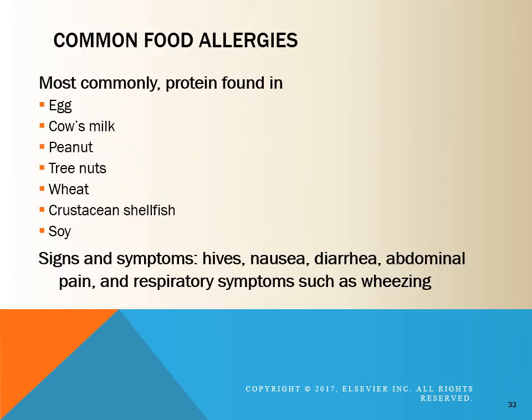Here's a list of common food allergies. Most commonly, protein found in eggs, cow's milk, peanuts, tree nuts, wheat, crustacean shellfish, and soy. So signs and symptoms would be hives, nausea, diarrhea, abdominal pain, and perhaps respiratory symptoms such as wheezing. Your patient might not have all of these signs or symptoms, so just a couple.